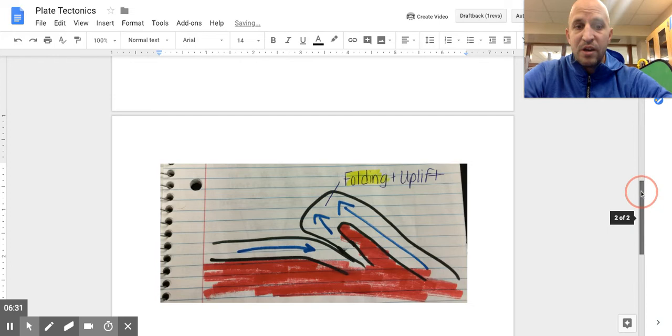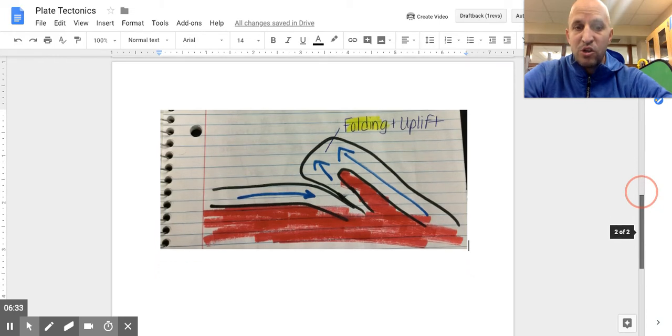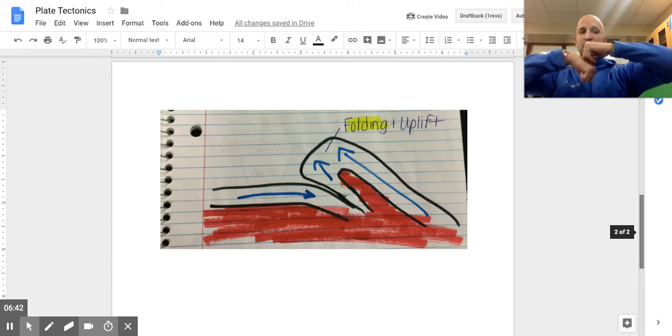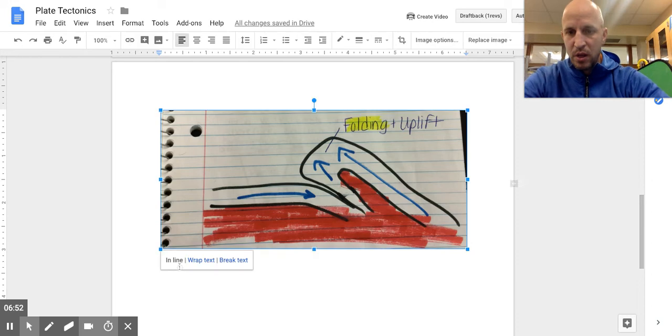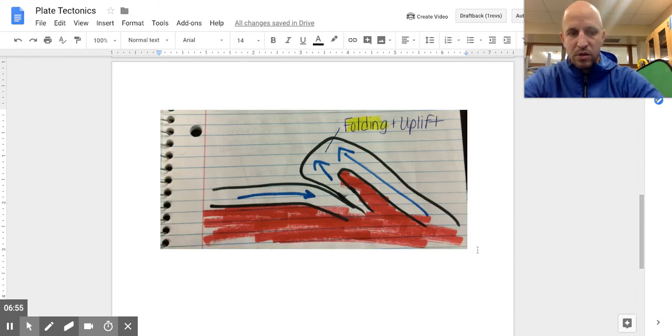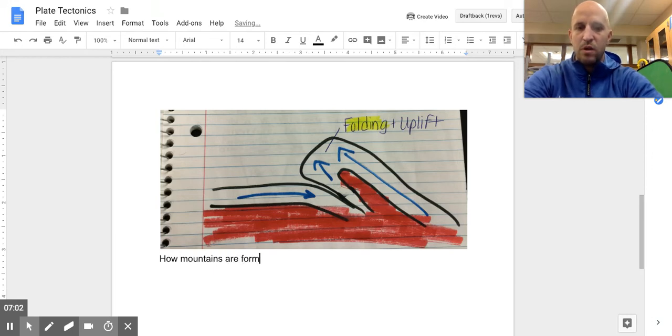All right, so this is our next picture for convergent boundaries. Same picture. This one, we're not having any volcanoes created. In this one, you still have your subduction going down. You have your uplift coming up. And what's happening is something called folding. And with folding, mountains are formed. Okay, so in this picture, mountains are being formed. So underneath this one, we could say how mountains are formed.